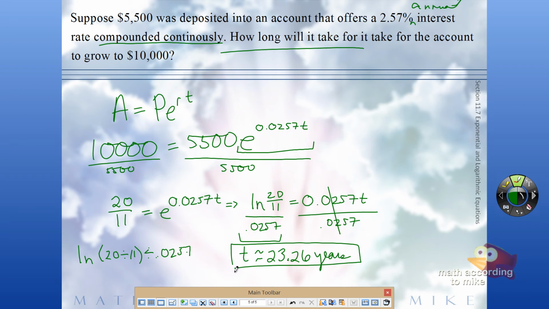Don't round your decimal, keep it as the 0.26, because sometimes, depending on the problem, you can use that decimal to figure out exactly what hour of the day your account has turned from 5,500 into 10,000. We're not going to go that far, we're just going to keep it as 23.26 years.